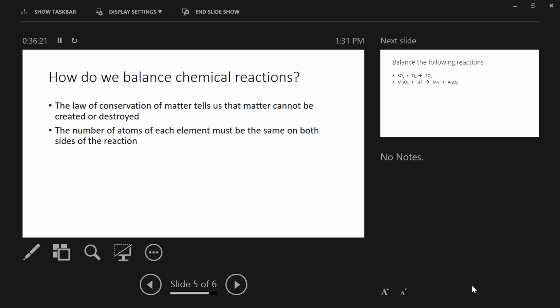Anyways. Okay, so what this means is that we need to make sure that the same number of atoms of every element that appears on the left in our reactant side also appears on the right in our products.